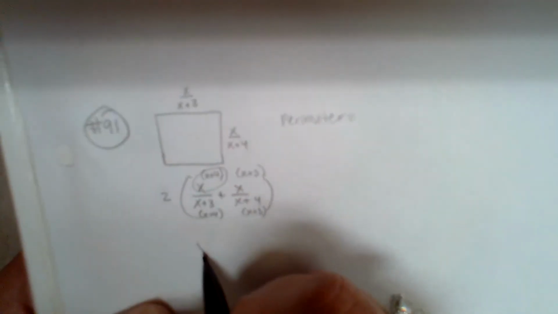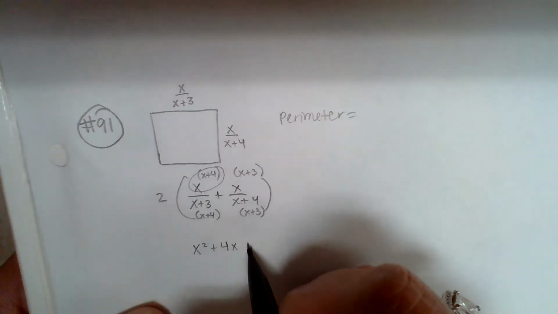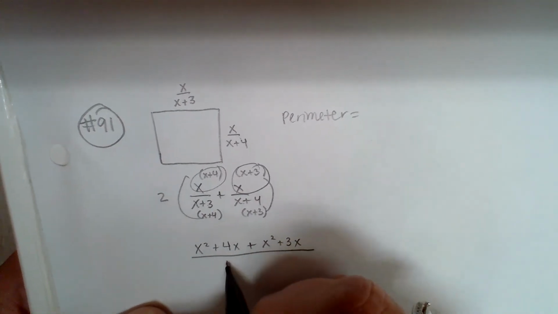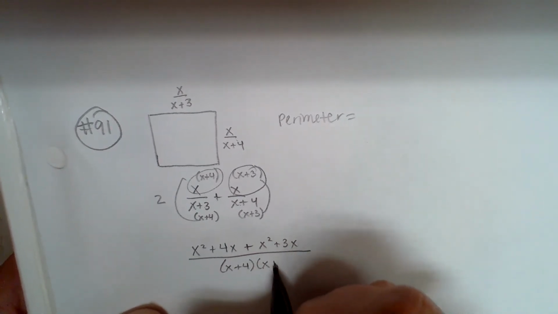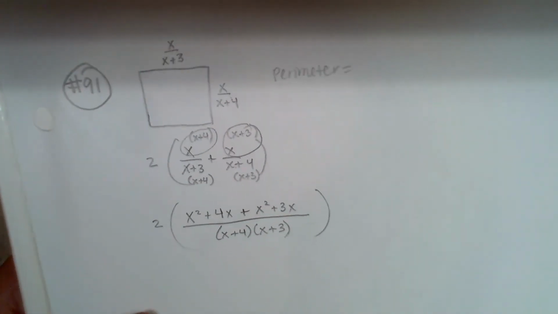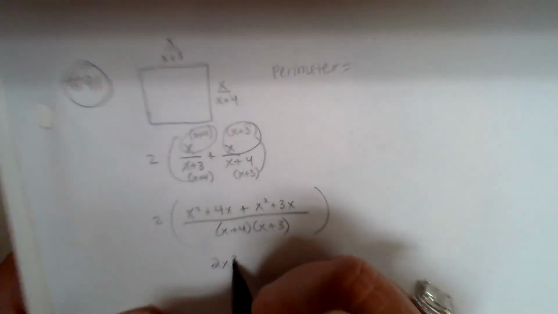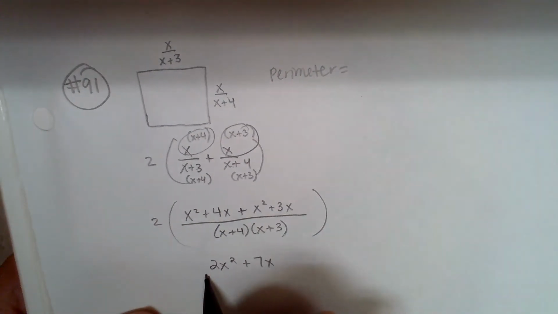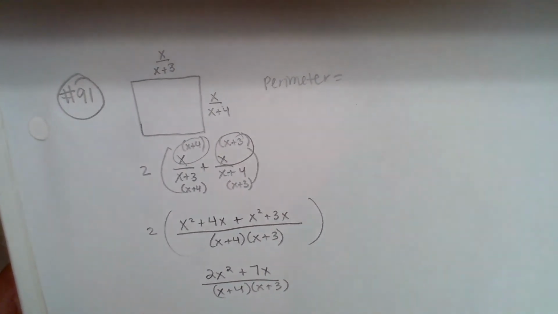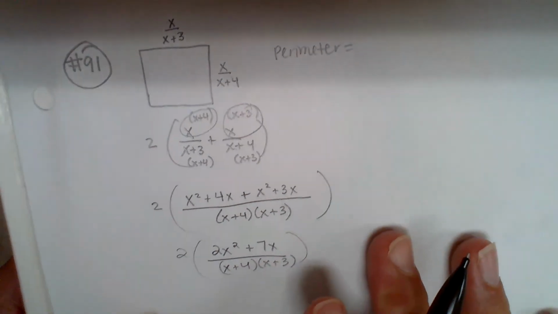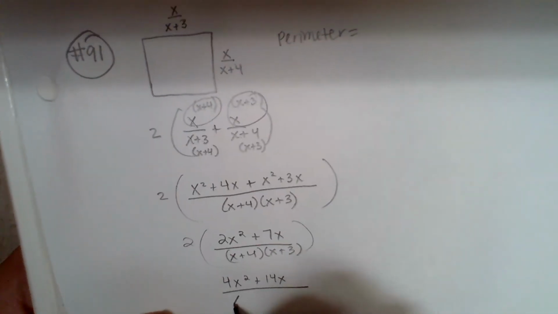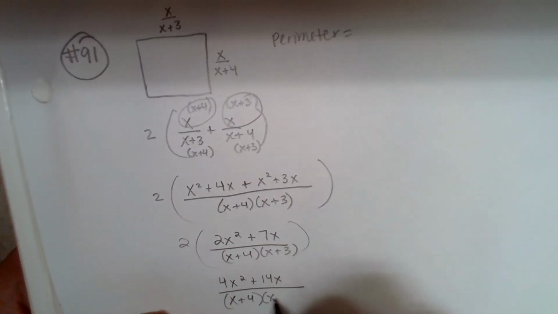So this numerator becomes x squared plus 4x, plus this numerator becomes x squared plus 3x, all over x plus 4, x plus 3, with, of course, our 2 out in front. And then in our numerator, we get 2x squared plus 7x, over x plus 4, x plus 3, and I can multiply my 2 through, and I get 4x squared plus 14x over x plus 4, x plus 3.